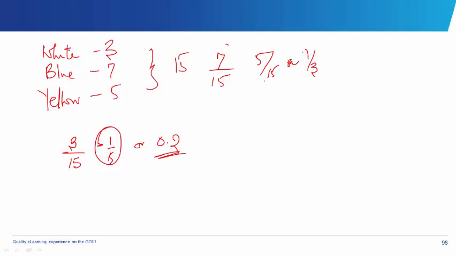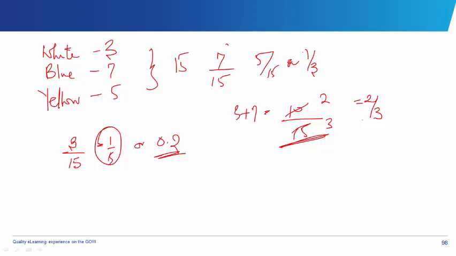Now another question could go this way. What is the probability that a white or a blue ball is chosen? So white or blue tells you 3 plus 7 is the total. So 10 all over 15 is the probability. If you reduce it, we'll have 5 into here, 2, 3. So that is a 2 over 3 chance that a white or blue ball is chosen.